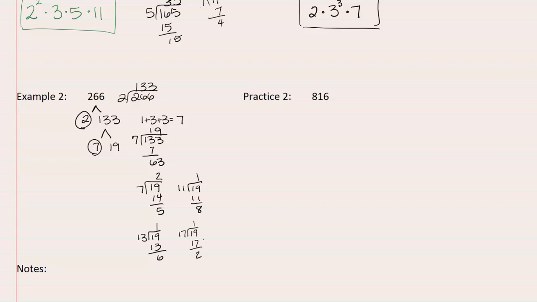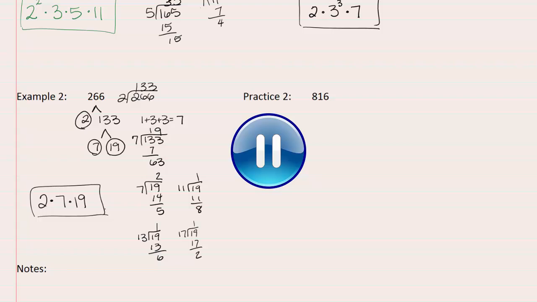No. So 19 is also a prime number. I've tried all primes smaller than it, and it is also prime. So 2 times 7 times 19 would be my prime factorization for 266. Please pause the video and try practice 2 on your own.